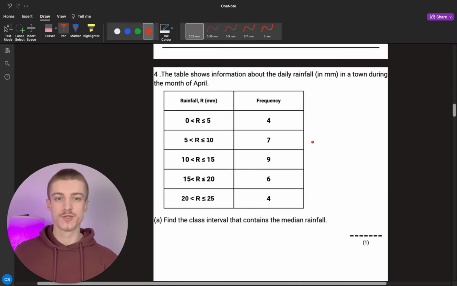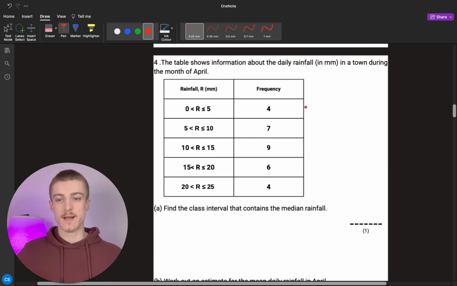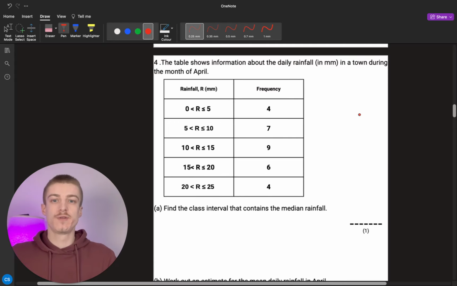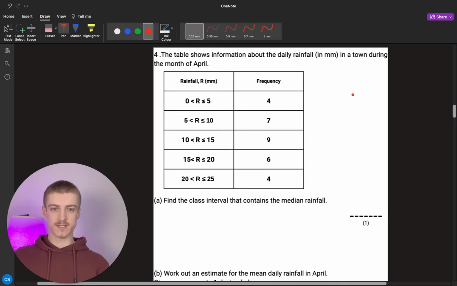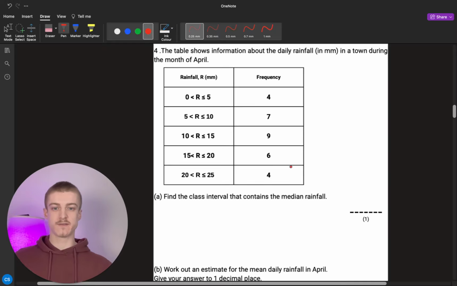Question 4. The table shows information about the daily rainfall in millimeters in a town during the month of April. April has 30 days. Okay. So we have rainfall, we have class intervals, and frequencies. I'm expecting frequency to add up to 30 since there's 30 days in April. The question says to find the class interval that contains the median rainfall.